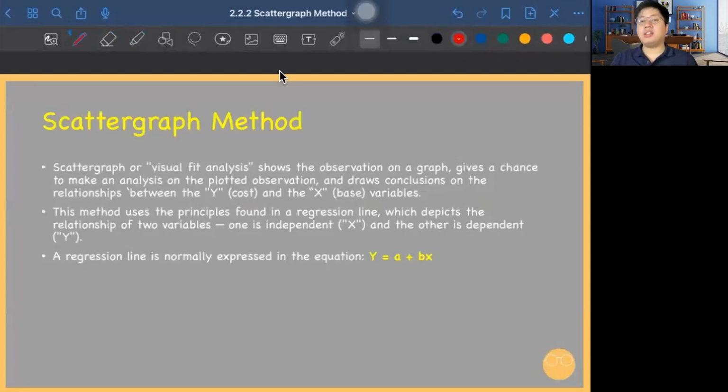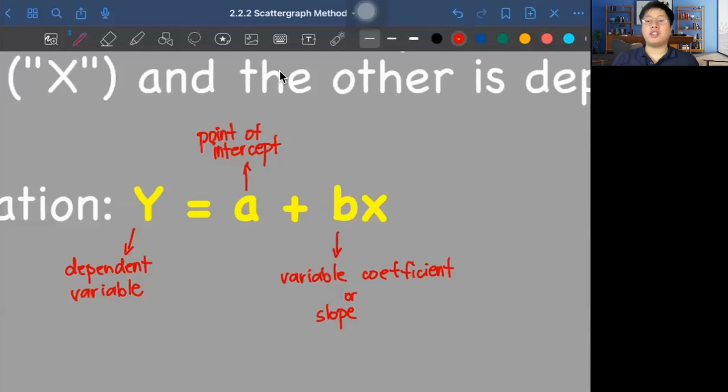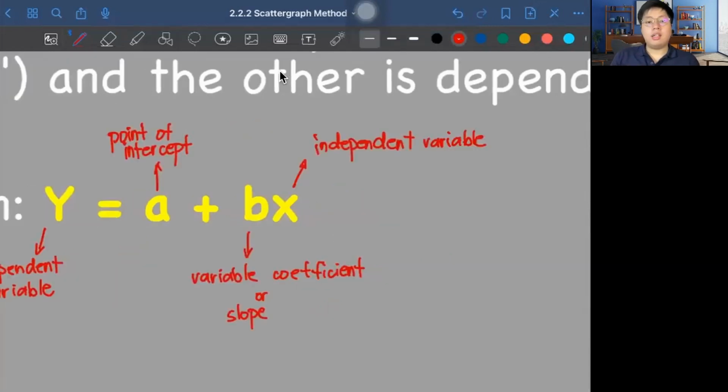A regression line is normally expressed in the equation y = a + bx. The y here is the dependent variable, or the value which we should determine. a stands for the constant or the point of intercept. b here is the variable coefficient of x, sometimes called the slope. And the x here is the independent variable, which is normally a given value.